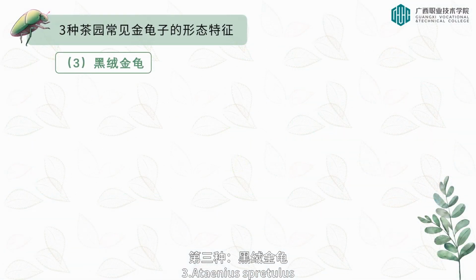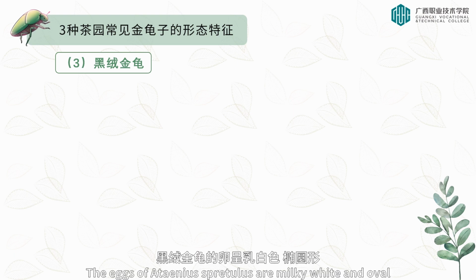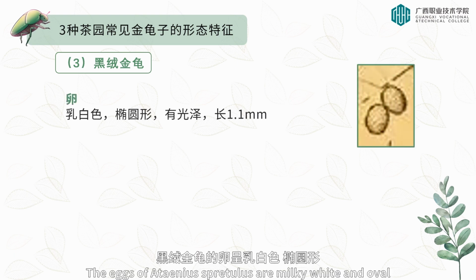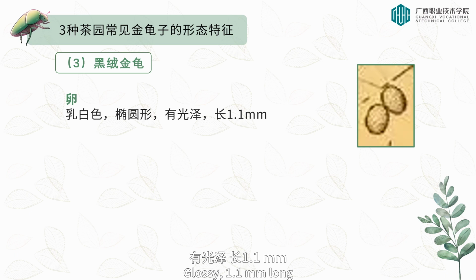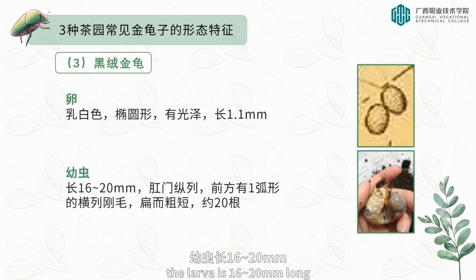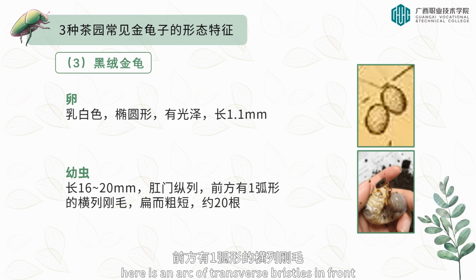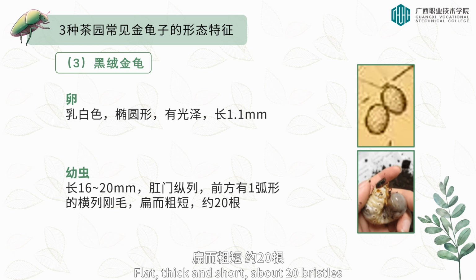3. Ateneus spretulus. The eggs of Ateneus spretulus are milky white and oval, glossy, 1.1 millimeters long. The larva is 16 to 20 millimeters long. The anus is straight. There is an arc of transverse bristles in front, flat, thick, and short, about 20 bristles.